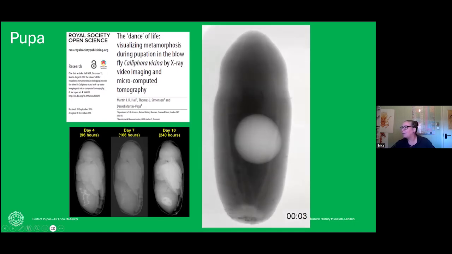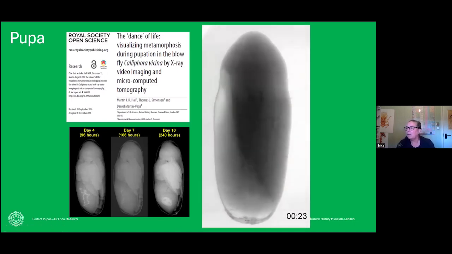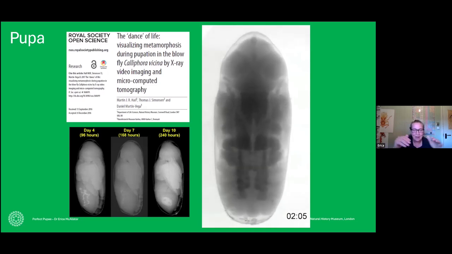So, for example, this was carried out by some research colleagues of mine, Martin Hall and Daniel Martin Vega, along with Thomas, and this was looking at the micro-CT. So we are actually looking, in real time, at the development inside of a puparium within a CT scanner. Now, having been a cyclist in London, I've been in many a big CT scanner, but at the NHM we have a little one, and we're able to undertake this research.